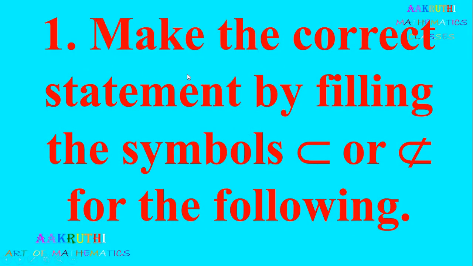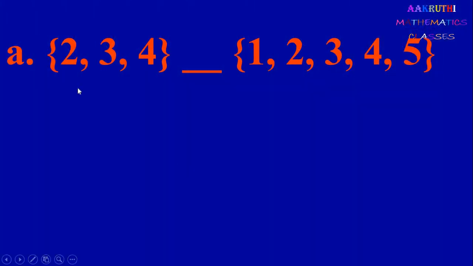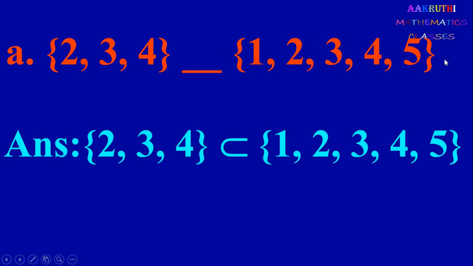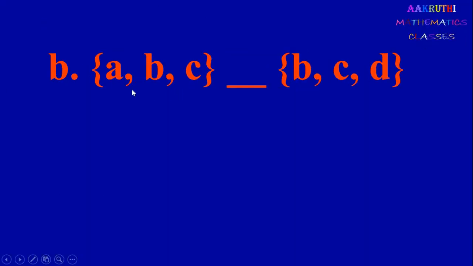First one, make the correct statement by filling the symbol subset or not a subset for the following. Consider first one, {2, 3, 4} and {1, 2, 3, 4, 5}. Now here we have to check whether {2, 3, 4} is a subset or not a subset of {1, 2, 3, 4, 5}. In the first set we have 2, 3, 4. In the second set also 2, 3, 4 are present. So therefore {2, 3, 4} is a subset of {1, 2, 3, 4, 5}. So this is a subset.